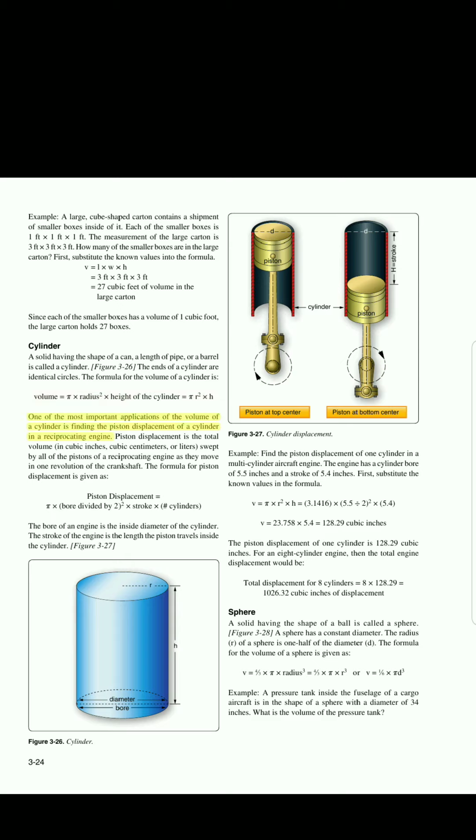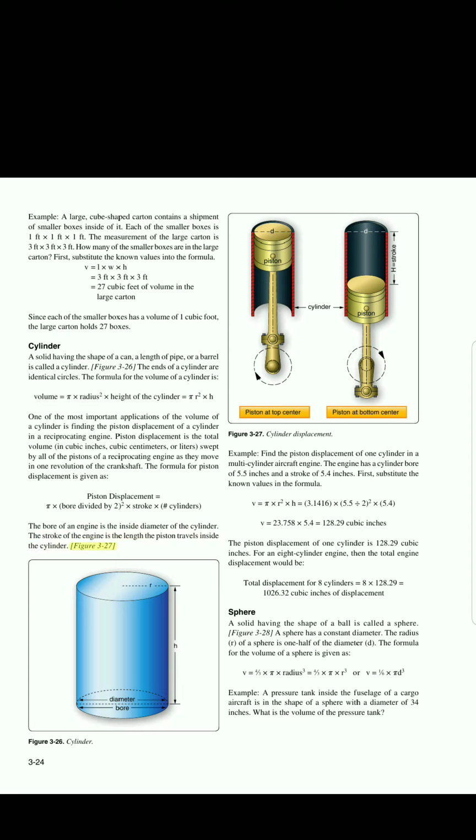One of the most important applications of the volume of a cylinder is finding the piston displacement of a cylinder in a reciprocating engine. Piston displacement is the total volume, in cubic inches, cubic centimeters, or liters, swept by all of the pistons of a reciprocating engine as they move in one revolution of the crankshaft. The formula for piston displacement is piston displacement equals pi times (bore divided by 2) squared times stroke times the number of cylinders. The bore of an engine is the inside diameter of the cylinder. The stroke of the engine is the length the piston travels inside the cylinder.